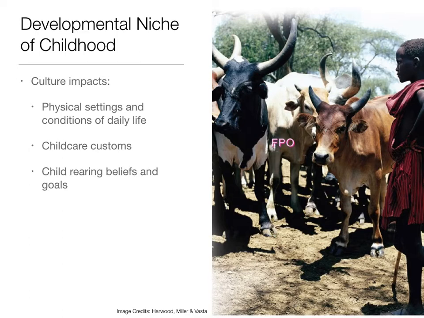Child rearing beliefs and goals are different too. We can see these differences within generations, and part of that is because sometimes the culture changes too. But we see it especially between different cultures, that what one culture says is appropriate for child rearing, another culture may think is absolutely wrong. So again, there are different goals in this.